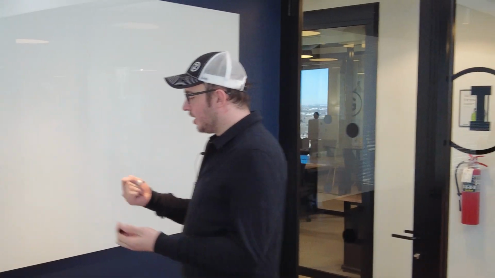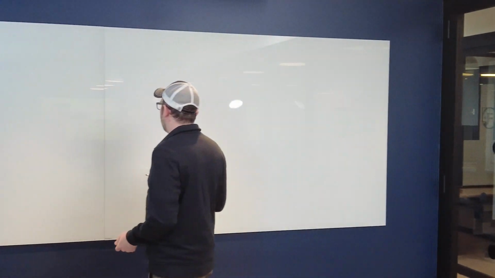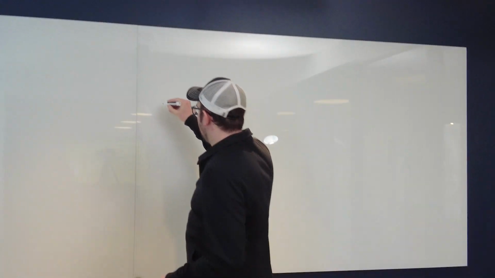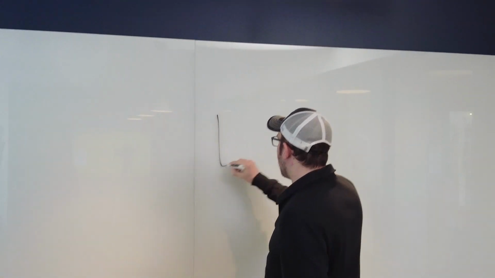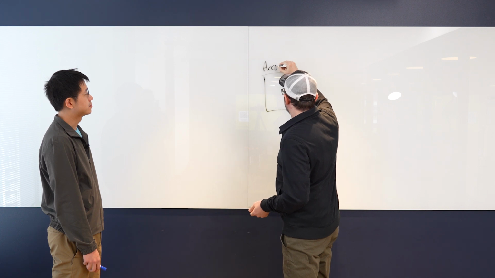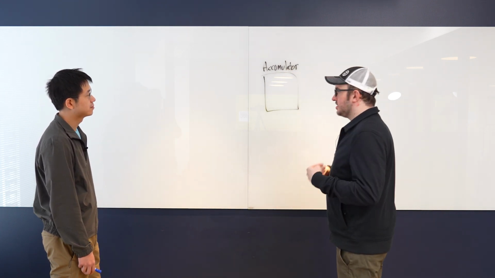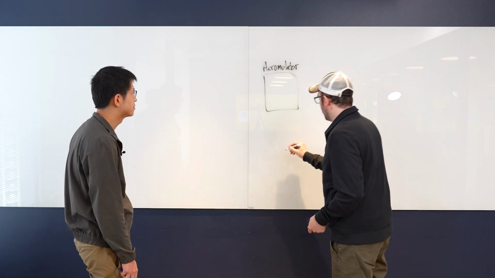I'll use the whiteboard because we're here. The exact model, the way it works, is we have this accumulator. It doesn't really matter how it works for our purposes, I'll just call it accumulator. And whenever we send somebody money, we create something called a note.